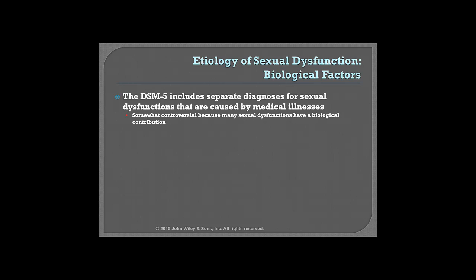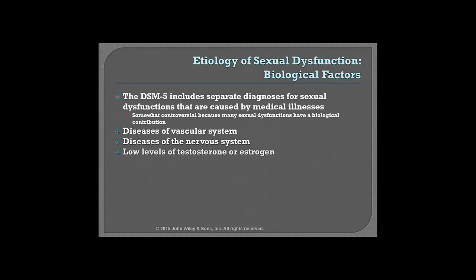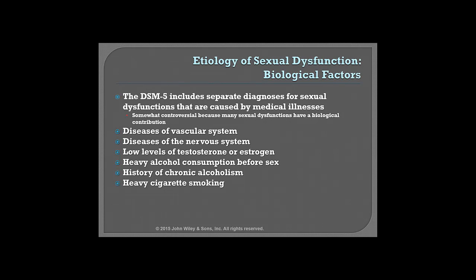Well, things like diseases of the vascular system, diseases of the nervous system, low levels of testosterone or estrogen, drinking heavily, chronic alcoholism. Drinking too much can impede arousal, can keep a person from getting sexually aroused. Smoking too much can keep a person from being able to become sexually aroused. And then various medications can have an impact. SSRIs and antihypertensives can add to a person's inability to become sexually aroused.